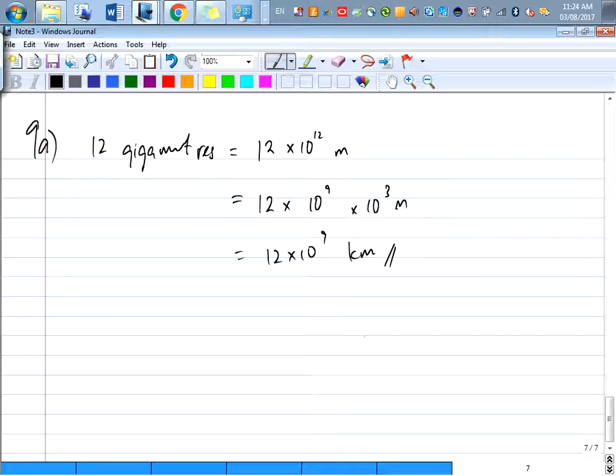So go ahead and change your... You shouldn't be changing your answer. You should instead be changing this 10 to the power of 12 to 10 to the power of 9. Okay?